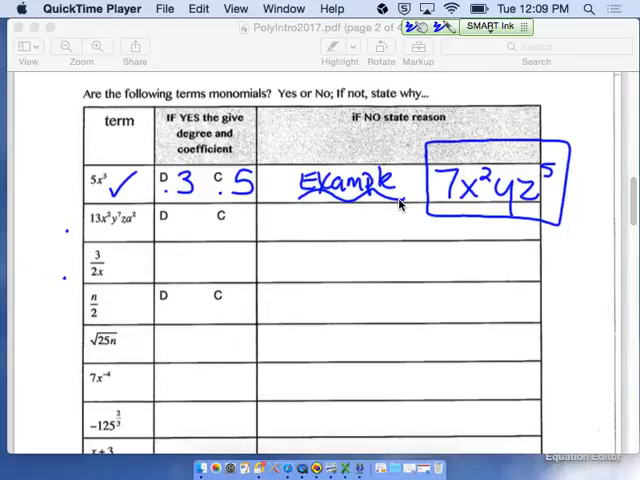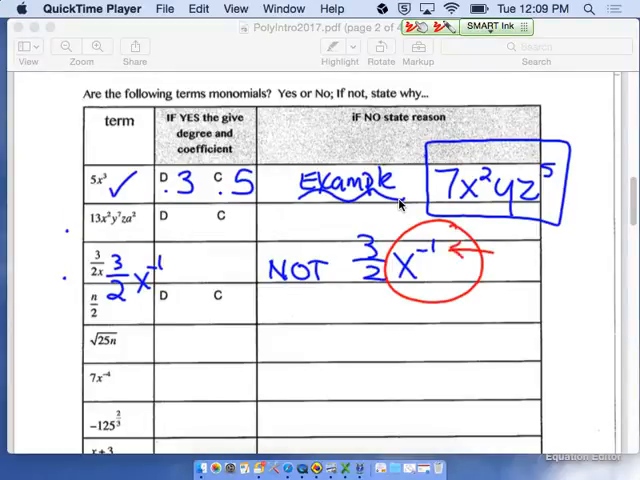Let's look at this. This is actually 3 over 2 with x raised to the power of -1. In order to be considered a monomial, all of the powers, all of the degrees have to be positive integers. So this is not. The reason it's not is because it's 3/2 x raised to the power of -1. So this power of -1 is what keeps this from being considered a monomial.